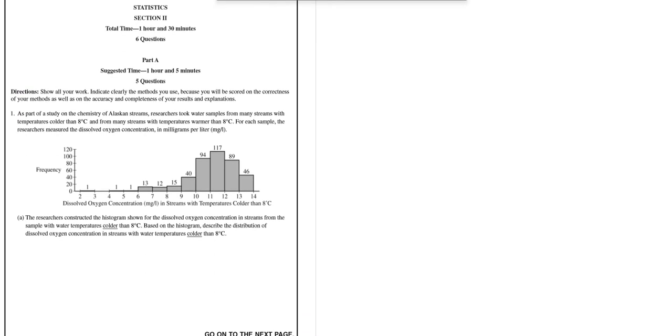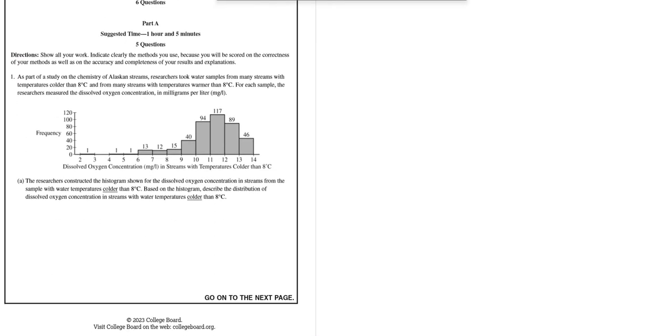They have given that as part of a study of the chemistry in Alaskan streams, the researchers collected sample data at 8 degrees centigrade. This is the frequency and this is the oxygen concentration. It is based on a histogram of the distribution of dissolved oxygen in the streams. So it's a very direct structure.